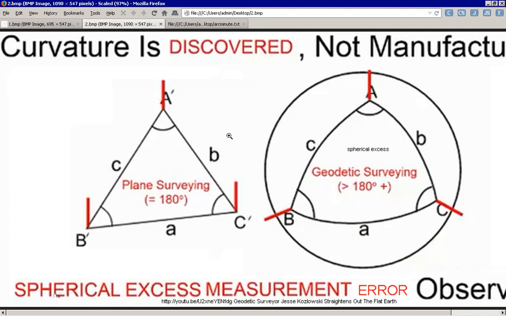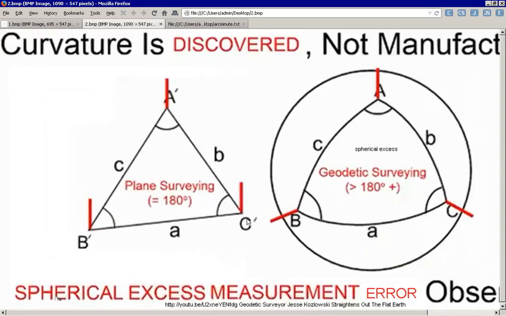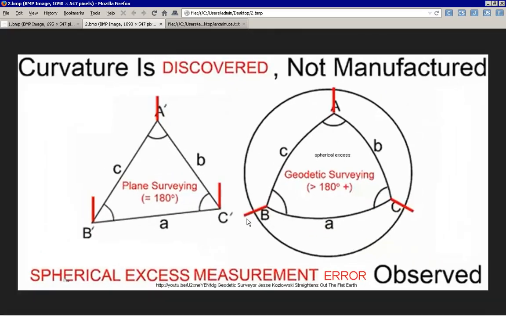But here's the thing. The curvature is discovered, not made. It's not manufactured. This measurement error was observed, and then it became a pesky problem to deal with on map making. It's called spherical excess measurement. I've stolen this frame, by the way, from Geodetic Surveyor, Jesse, who can't pronounce it, straightens out the flat Earth. And I'd like to point out that a certain Lord Stephen Christ, a lazy man, critiqued his video in many ways.